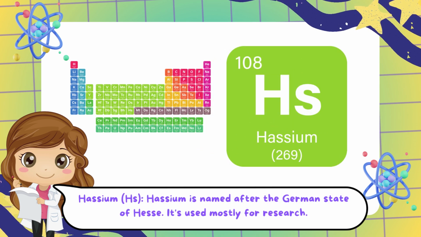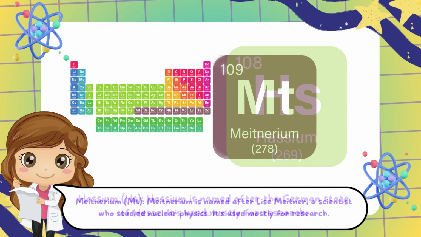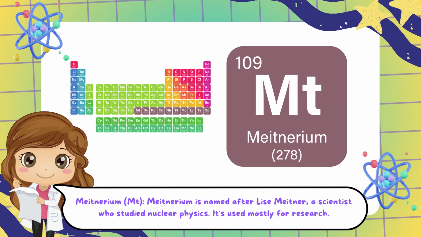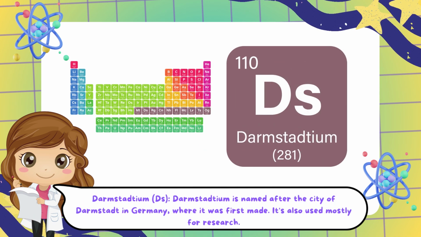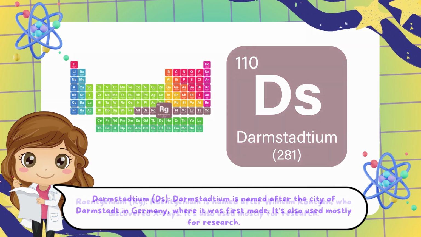Hassium, Hs. Hassium is named after the German state of Hesse. It's used mostly for research. Meitnerium, Mt. Meitnerium is named after Lise Meitner, a scientist who studied nuclear physics. It's used mostly for research. Darmstadtium, Ds. Darmstadtium is named after the city of Darmstadt in Germany, where it was first made. It's also used mostly for research.